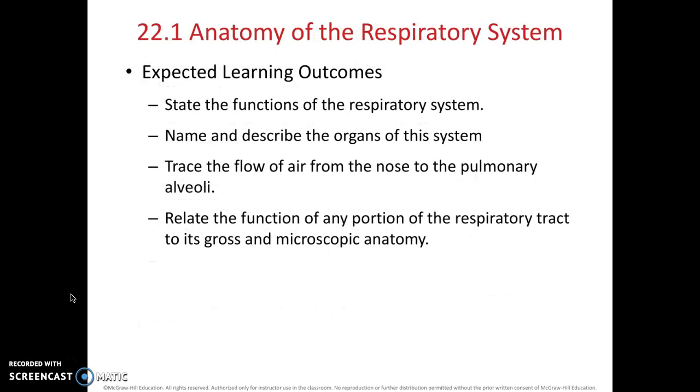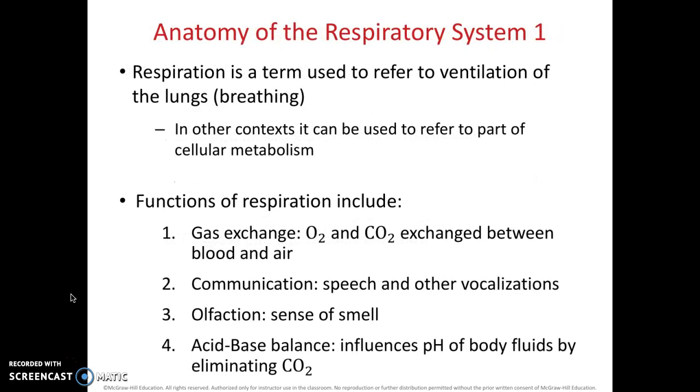So now we're going to talk about the anatomy of the respiratory system itself. Respiration is a term used to refer to the actual ventilation of the lungs, which is also known as breathing. In other contexts, you could talk about cellular respiration, but that would refer to the cellular metabolism. Here, respiration is going to refer to the ventilation of the lungs.